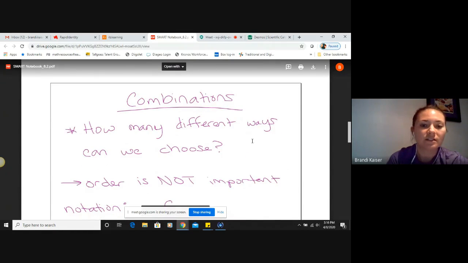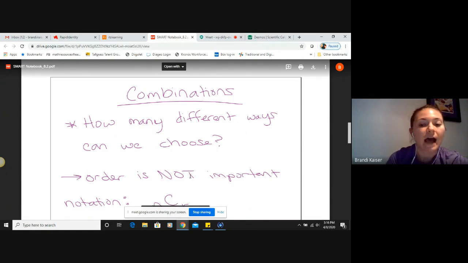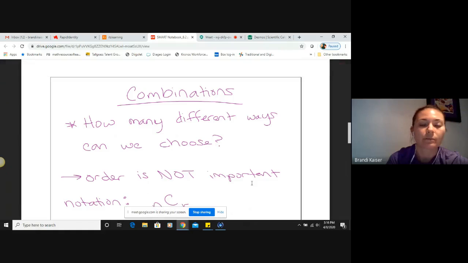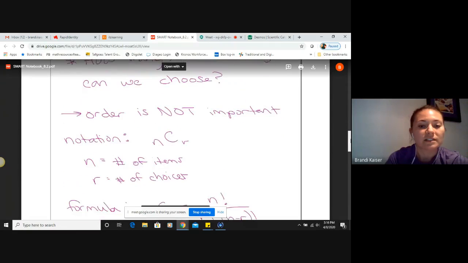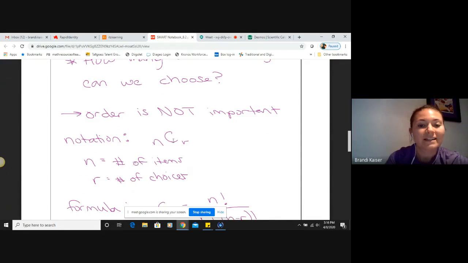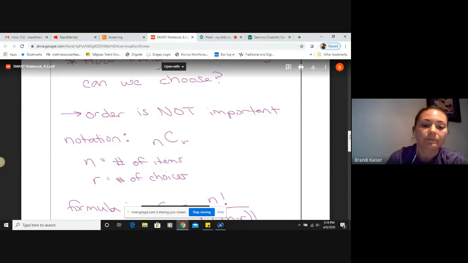Combinations is how many different ways we can choose things, but the order is not important. So remember, permutation, the order is important. Combination, it's not. The notation is very similar. You have an N in the front, which is your number of items you're picking from. C is going to be in the middle this time for combination, and then R is at the end because that's the number of things you're choosing.